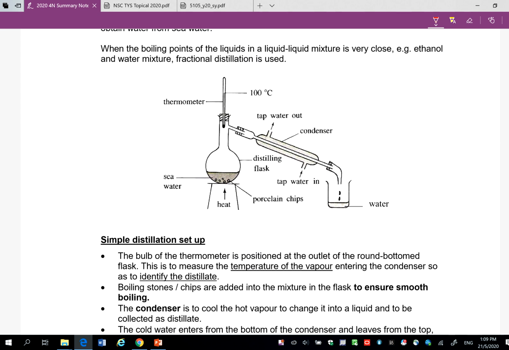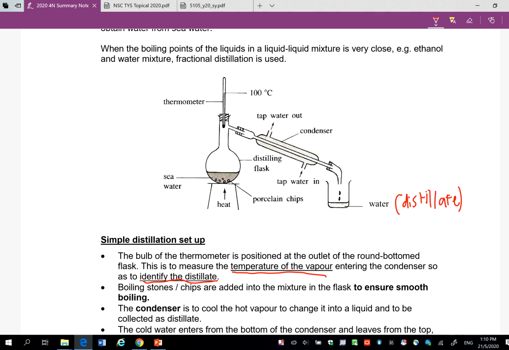There's always a thermometer. Make sure you recognize its position. It should not be inside the liquid. It should be just at this position, whereby you can measure the temperature of the vapor that's leaving this round bottom flask and going into the condenser. The reason is that we need to measure the temperature of the vapor so as to identify the distillate. The distillate is the liquid that is collected, because the specific boiling point will help me to identify the liquid that I'm collecting.